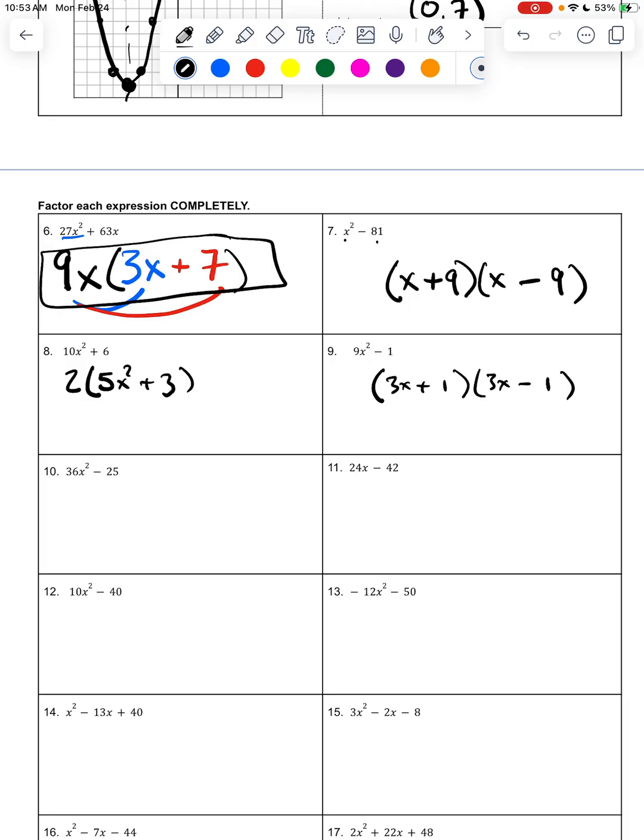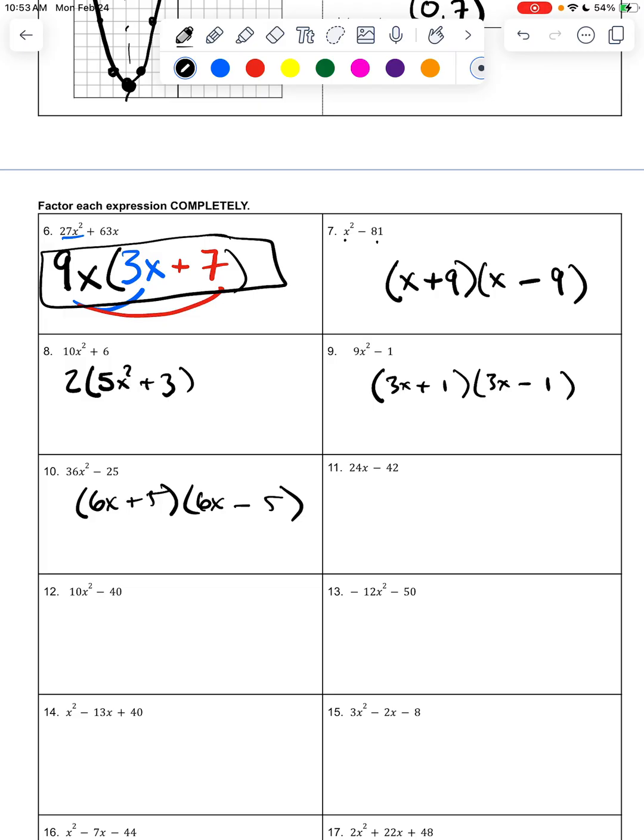No common factor here. 36 and 25, they're what we call relatively prime. No greatest common factor here. So 6x and 6x gives me 36x squared. 5 and 5 gives us 25, so plus and minus.